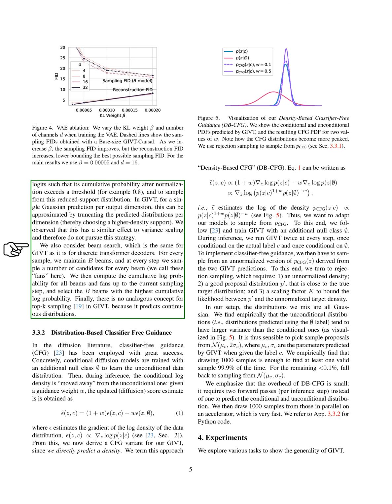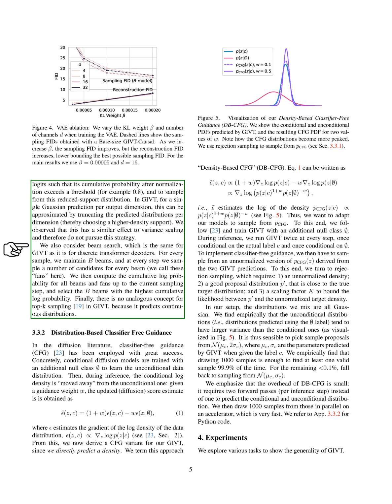Nucleus sampling suggests gathering the largest logits so that their cumulative probability after normalization exceeds a certain threshold, like 0.8, and then sampling from this reduced support distribution. In GIVT, we can approximate this by truncating the predicted distributions per dimension, which results in choosing a higher density support. We found that this has a similar effect to variance scaling, so we didn't pursue this strategy further.